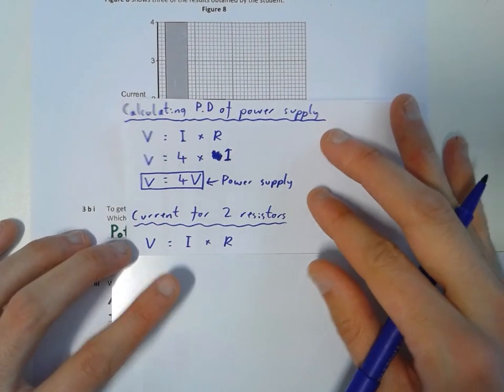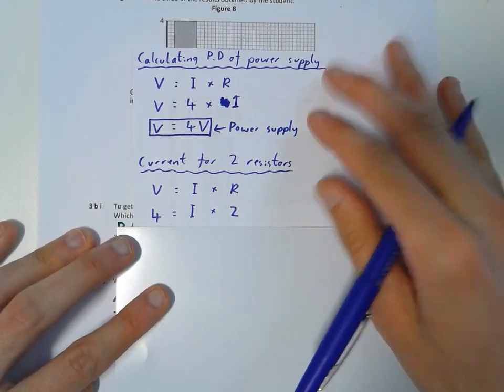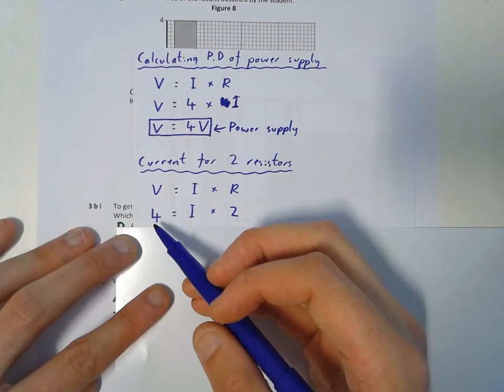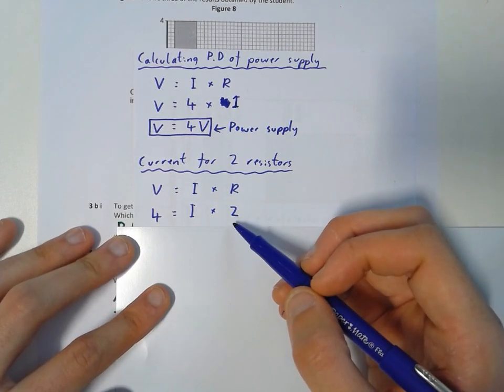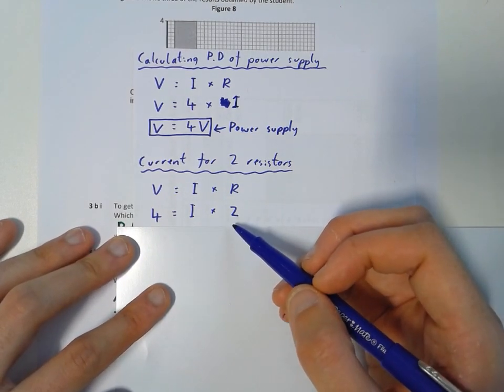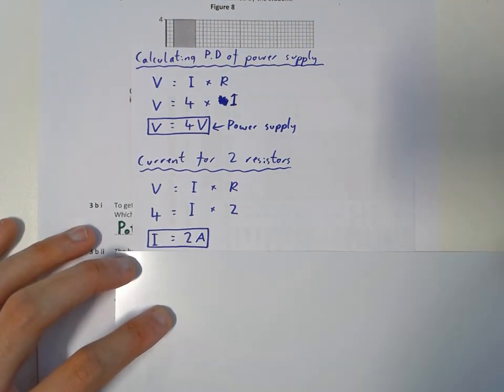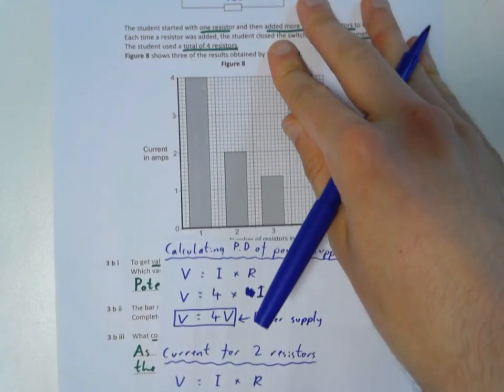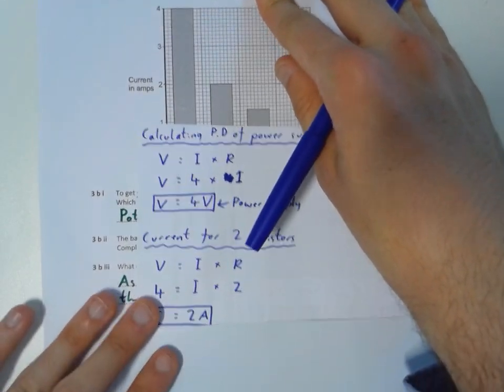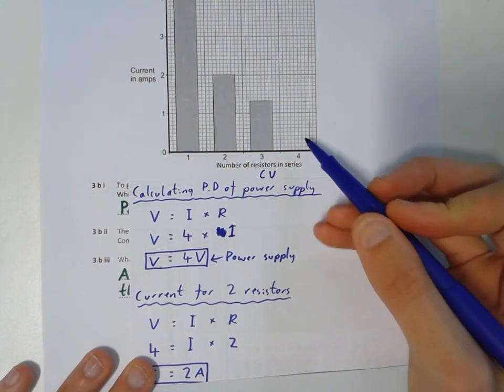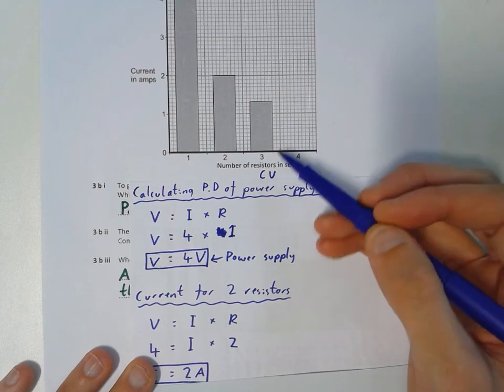So again, V equals I times R. We've got potential difference of 4. Our resistance is 2 ohms. We're going to say 2 resistors, 2 ohms. Let's see if this works out. Oh, great, it does. 2 amps. Okay, so it seems like my graph is matching my numbers here. Good. So let's see, we need to work out the current when it's 4 resistors.